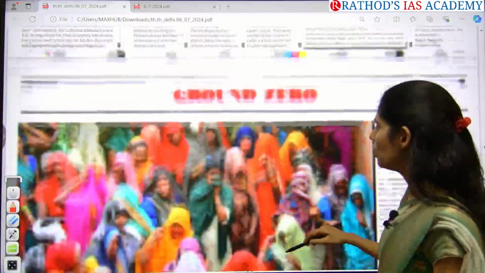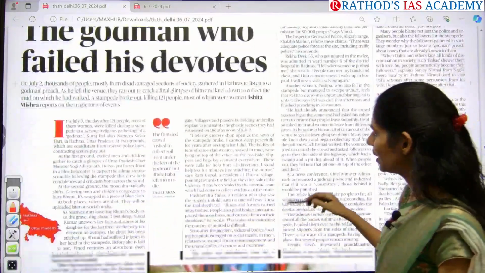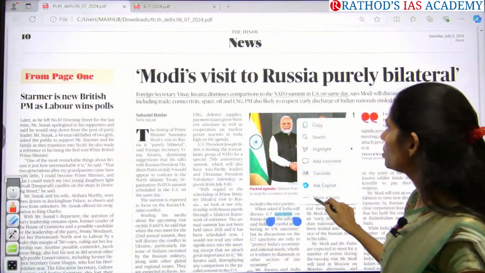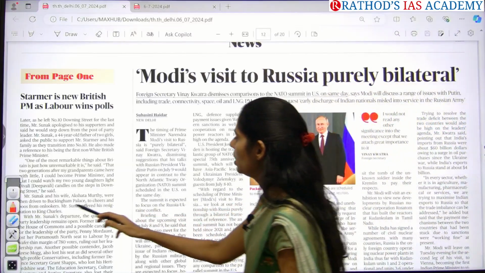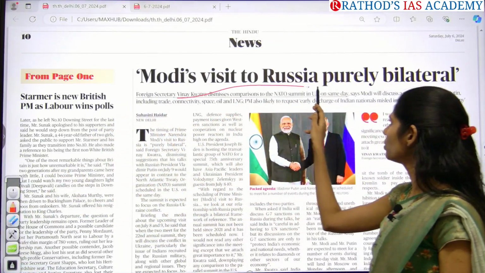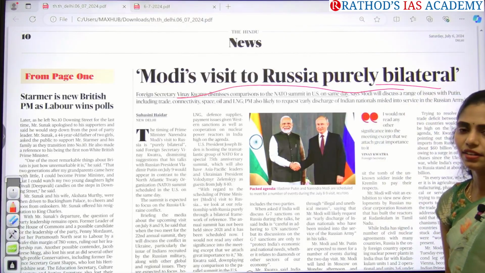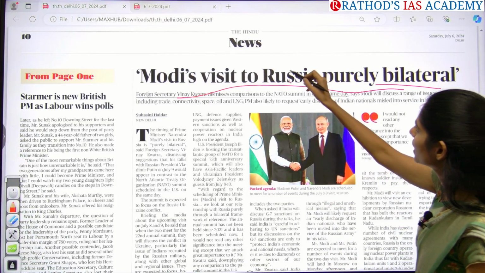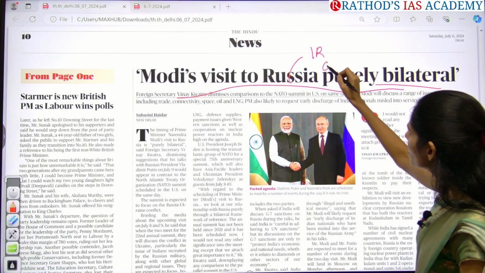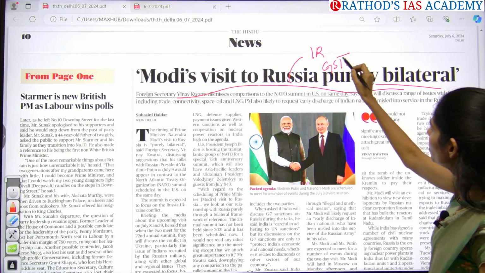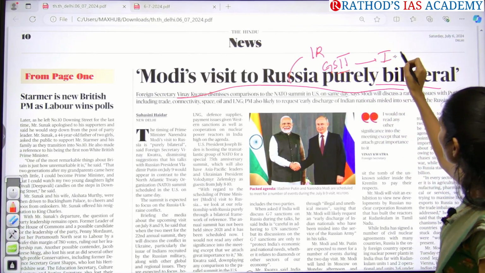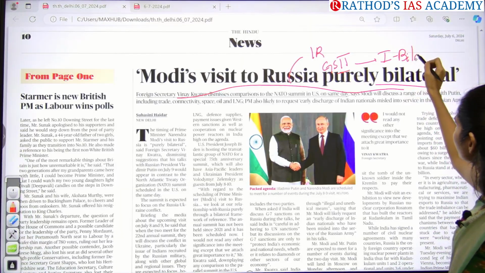There is the Ground Zero page, which is not at all useful, so simply leave that page. In this news page you can see one article. It is talking about Modi's visit to Russia, purely bilateral. Where can we fit this article? In international relations, which comes under GS Paper 2, under India and bilateral relations.